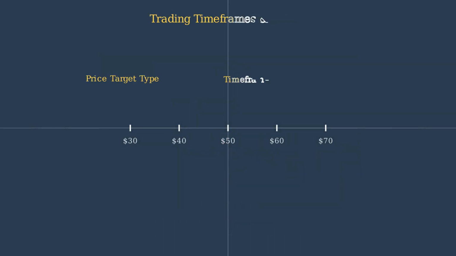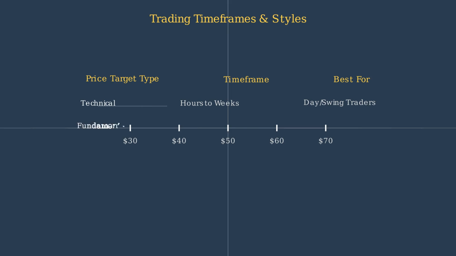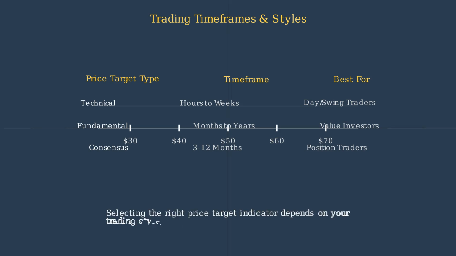Each type of price target indicator serves different trading styles and timeframes. Technical targets suit shorter timeframes from hours to weeks, making them ideal for day and swing traders. Fundamental targets work best for longer horizons of months to years, serving value investors seeking undervalued stocks. Consensus targets typically cover a 3 to 12-month outlook, making them suitable for position traders. Selecting the right price target indicator depends on your trading style, time horizon, and investment objectives.